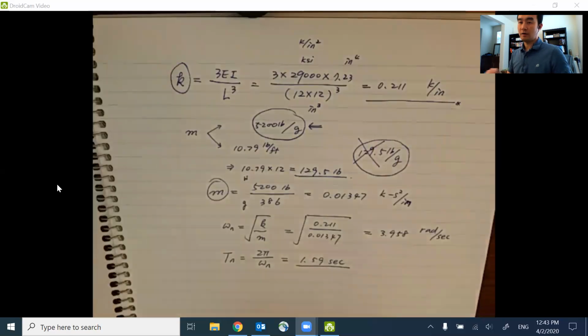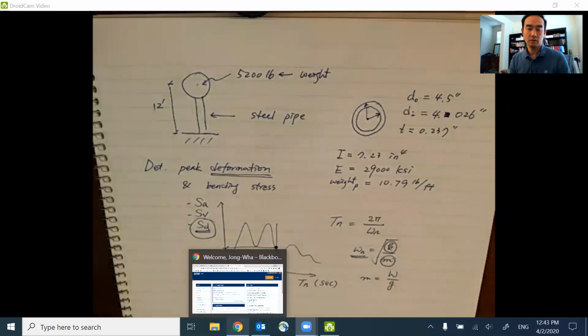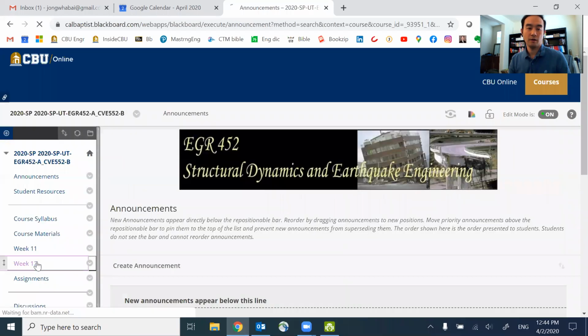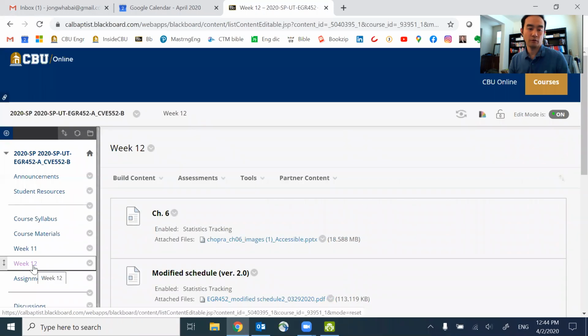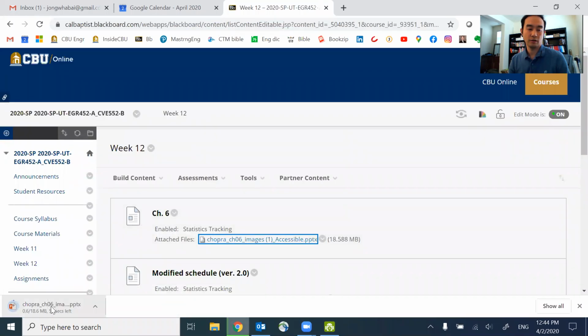Okay, now we can go on to the response spectrum. Let me go over. Okay, so I'm going to just download the file. Under the Week 12 folder, you have the images from your textbook. You just download this PowerPoint slide, and there is a combined version of the response spectrum based on the El Centro earthquake.